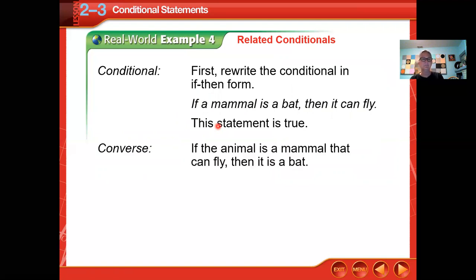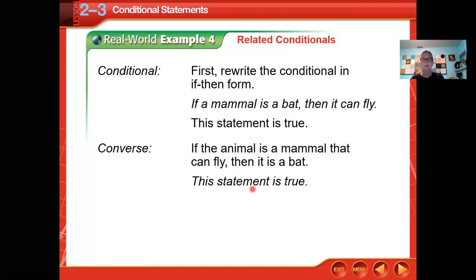I looked it up. The converse is when you reverse the hypothesis and conclusion. So all you do now is you say if the animal is a mammal that can fly, then it is a bat. You don't just say if it can fly, then it's a bat, because that's changing the meaning of things. And that is a true statement.